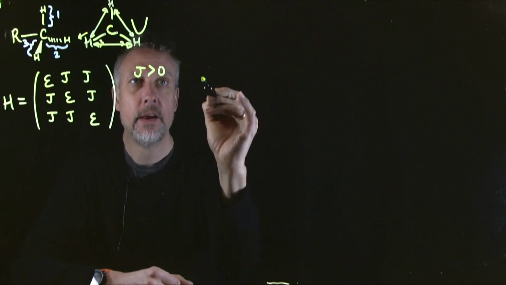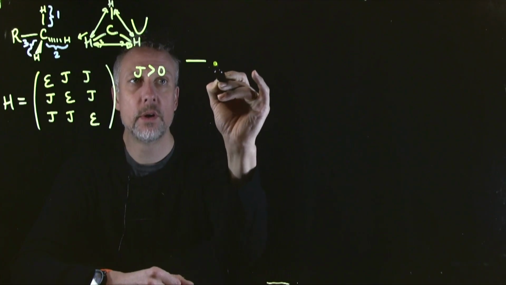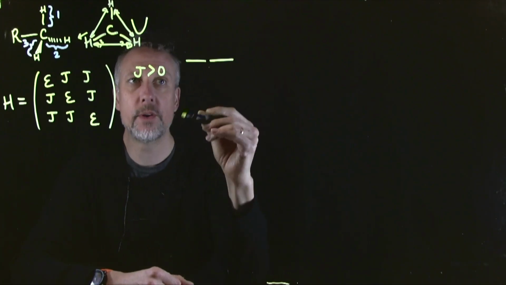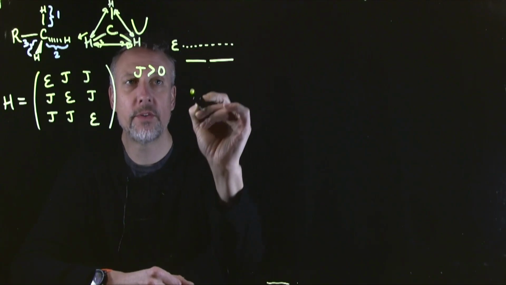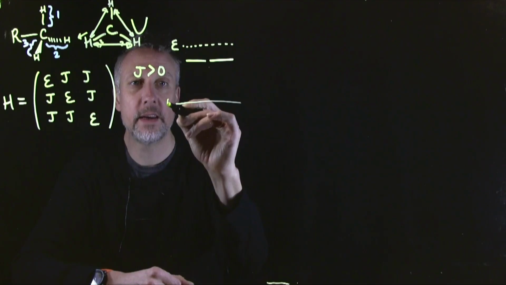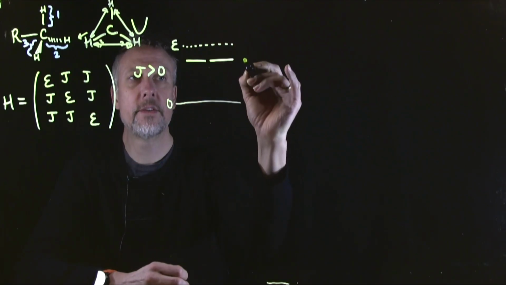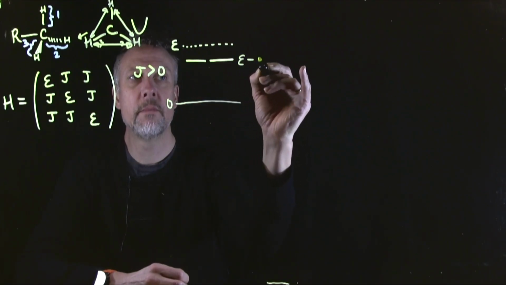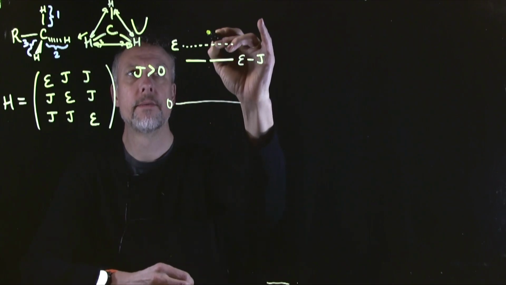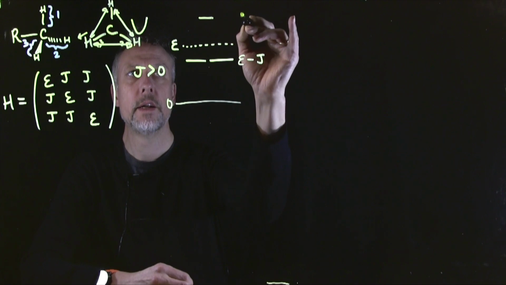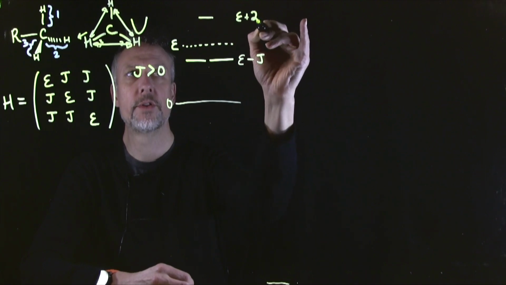All right, so if J is positive, then the two degenerate levels are the lower energy ones. Here is the original energy epsilon. Remember, this is all from thinking about it as being excited from the ground state. So these energy levels are epsilon minus J, and the excited state is actually here, and it's epsilon plus 2J.